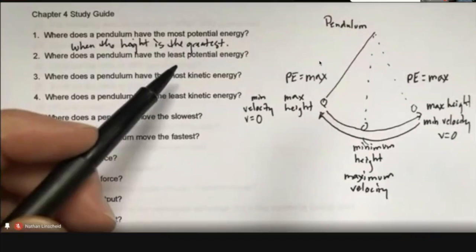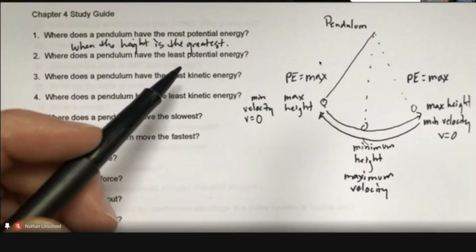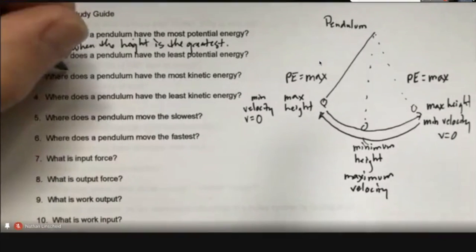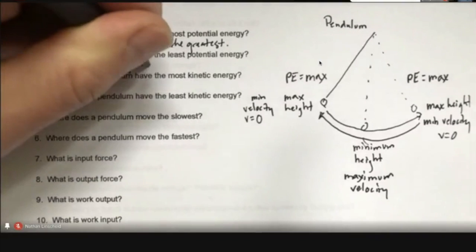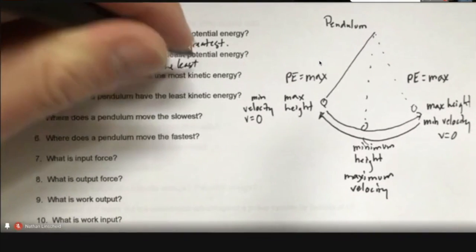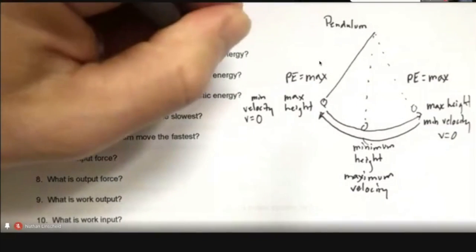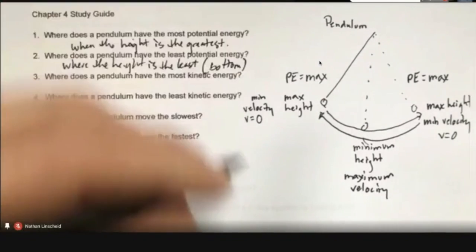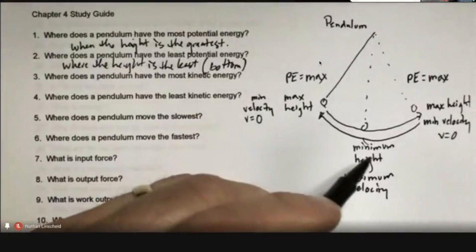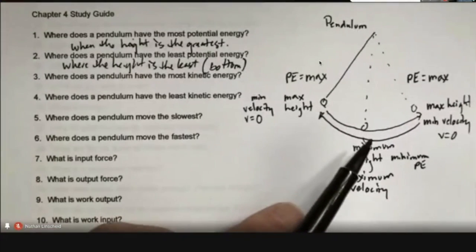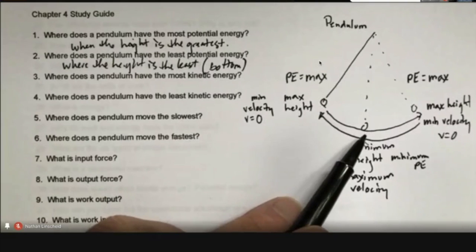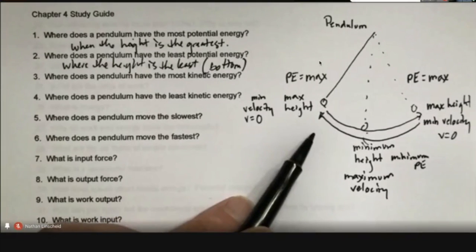So then it says, number 2, where does a pendulum have the least potential energy? Well, it's going to have the least potential energy where the height is the least. Okay, and that's at the bottom. So down here, because it has the minimum height, that means it's also going to have the minimum potential energy right there at the bottom. Okay, in fact, we could say that this position has 0 height. We could choose that this is where 0 is on the height scale.